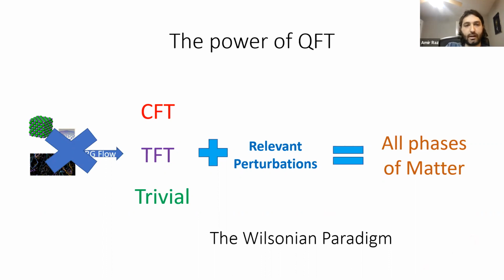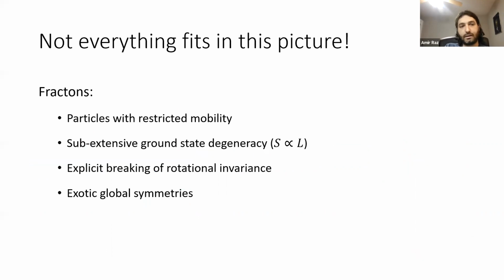Unfortunately for us, not everything falls, at least not nicely, into this paradigm. And maybe the recent example of something that doesn't is these things called fractons. These are new exotic models, and their main property is that they have particles, which we call fractons, that have restricted mobility. These particles can really only move on planes or lines or not move at all. So they have fractional mobility.